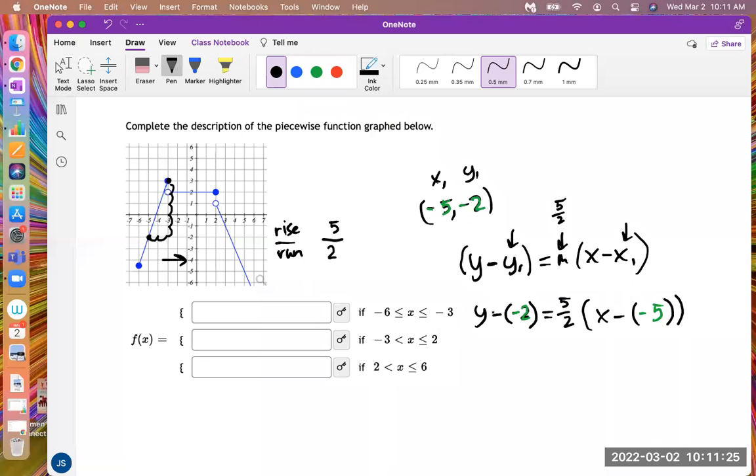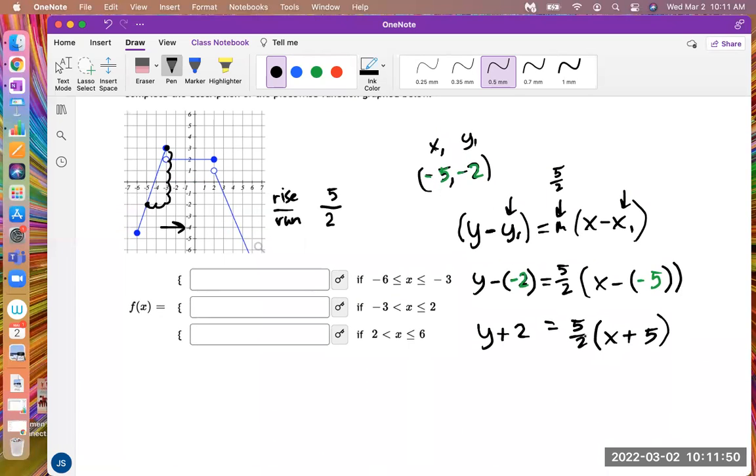But as you see, when I'm subtracting a negative number, it just becomes positive. So it's y plus 2 is equal to 5/2 x plus 5. And then I can distribute that out. That would be a next step.